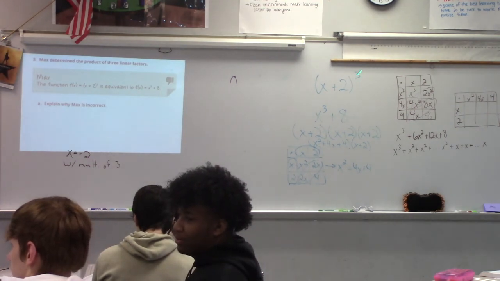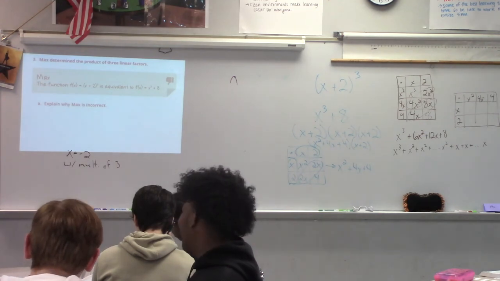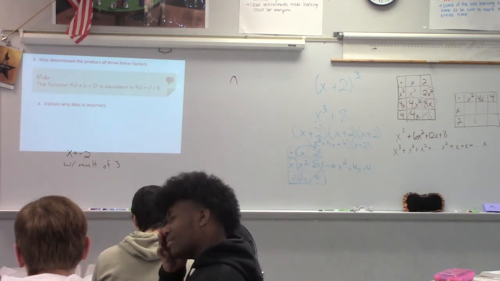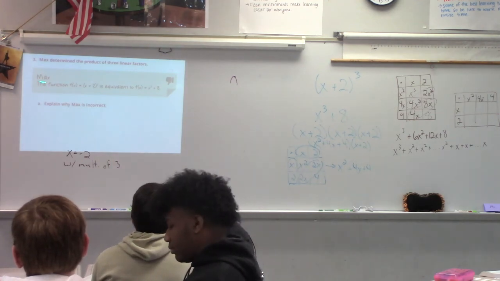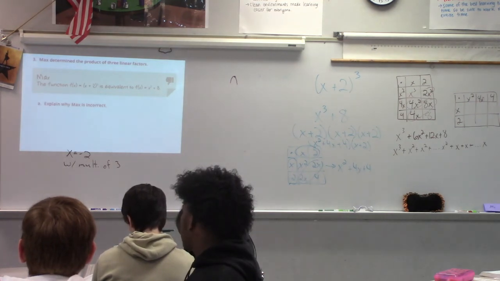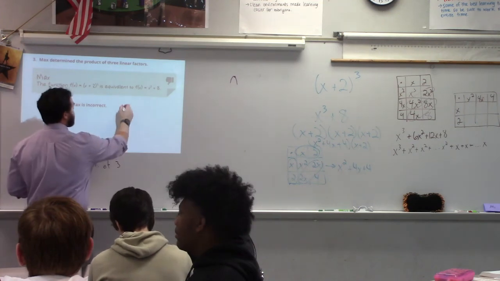He distributed that cube. You can't distribute an exponent. You can only distribute what operations? Multiplication and division. Those are the only operations you can distribute. I will also point out, how could Max have known he made a mistake here? He could have graphed it into the calculator. Yeah, if he graphed it, it would have immediately told him that he had an incorrect answer.